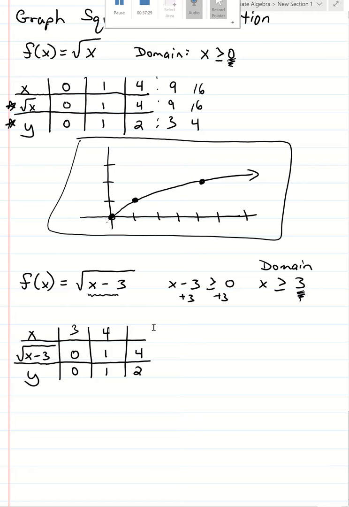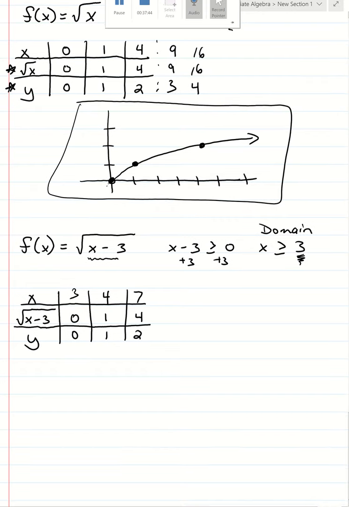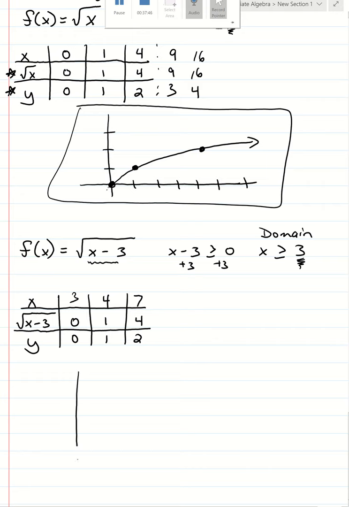I need one more number. I need a number that's still greater than 3, such a number that when I subtract 3 from it, it gives me 4. What must that value of x be? It's 7. So now I'm going to create another coordinate plane.